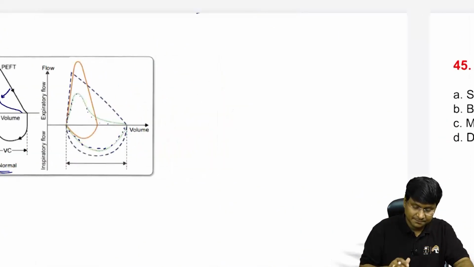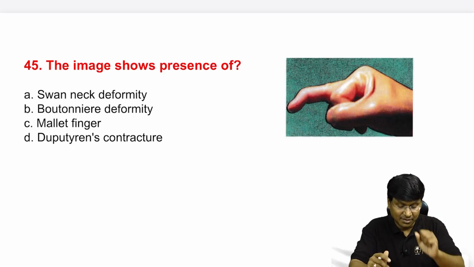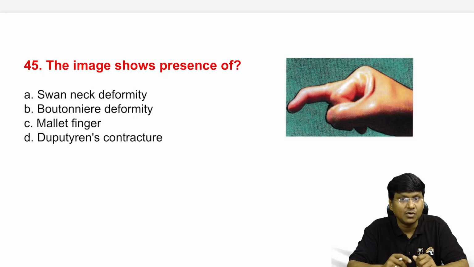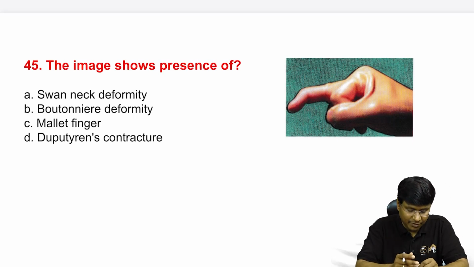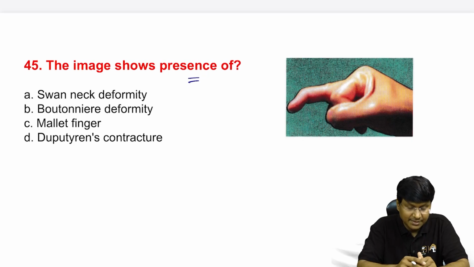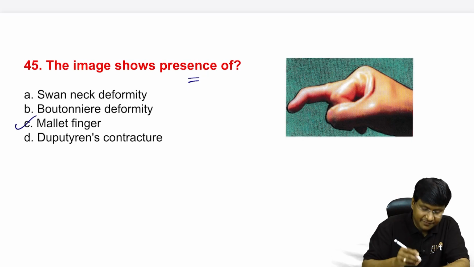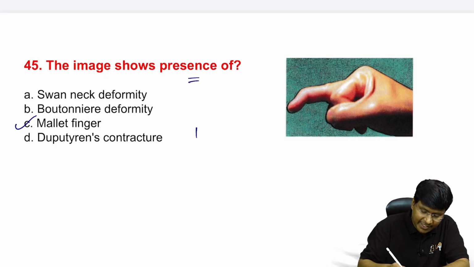Next question. The image shown here represents the presence of swan neck deformity, Boutonniere deformity, mallet finger deformity, or Dupuytren's contracture. The image here represents the mallet finger deformity. Now what is the abnormality that you are having here? It is only the distal interphalangeal joint, where you have the flexion.